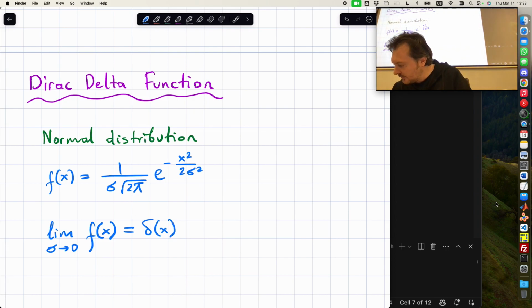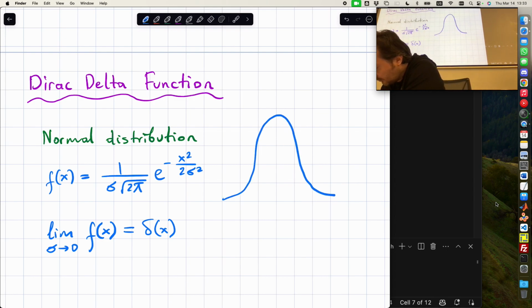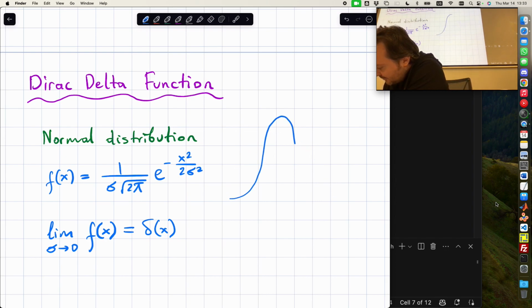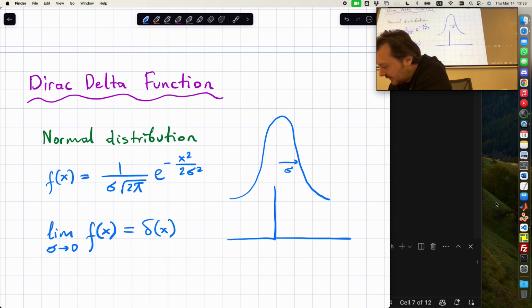So basically the normal distribution looks like this, where approximately this one is sigma. We are taking it smaller and smaller until it becomes something like this. And this part actually goes to infinity, but I'm not showing it. Usually the Dirac delta is shown by such an arrow.